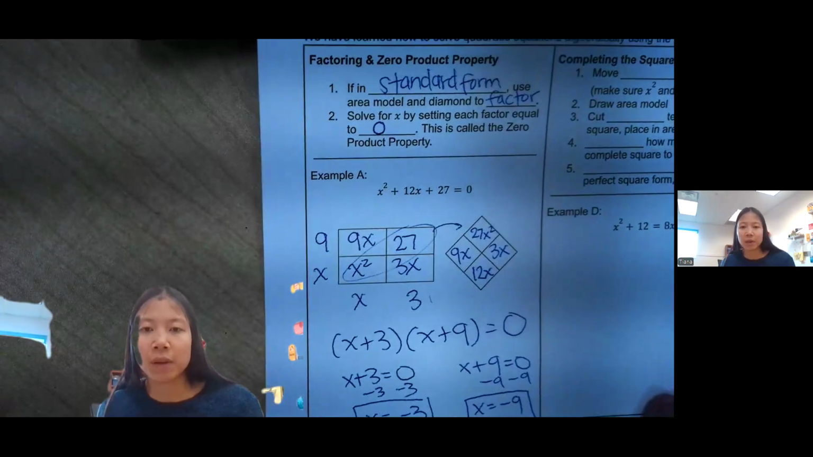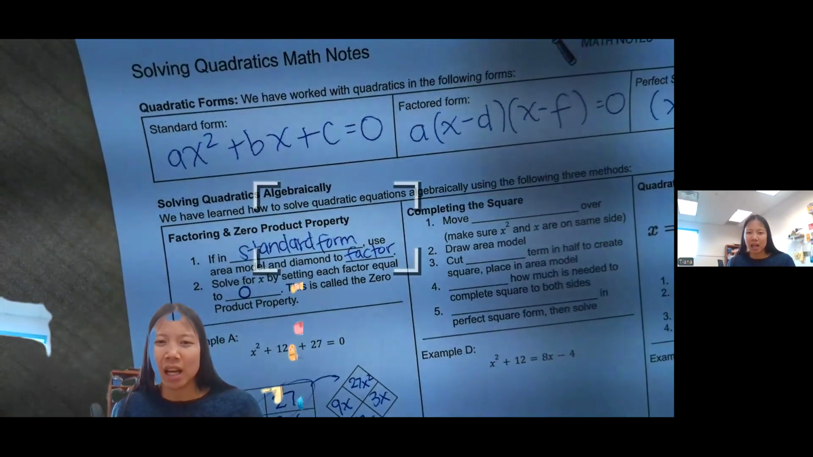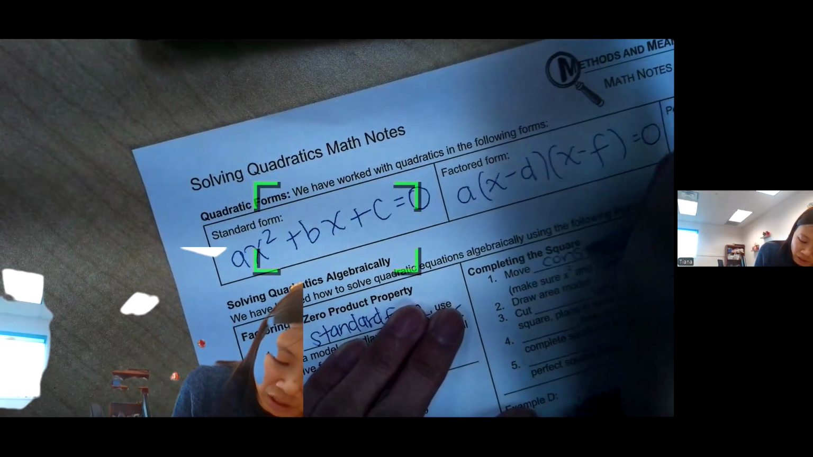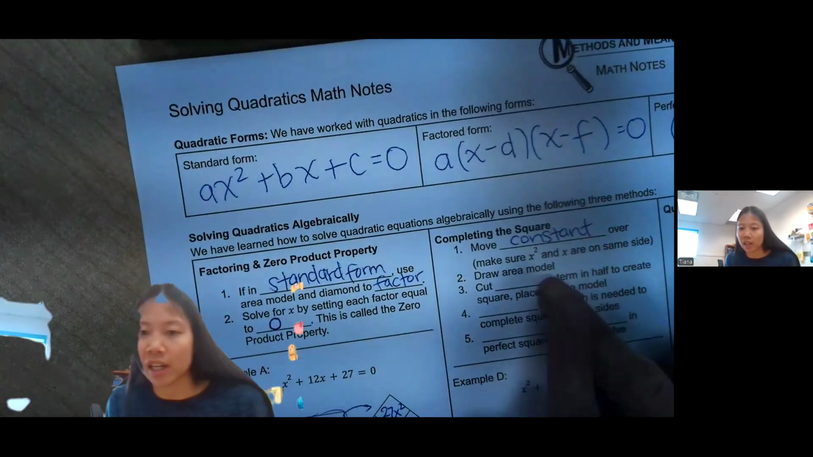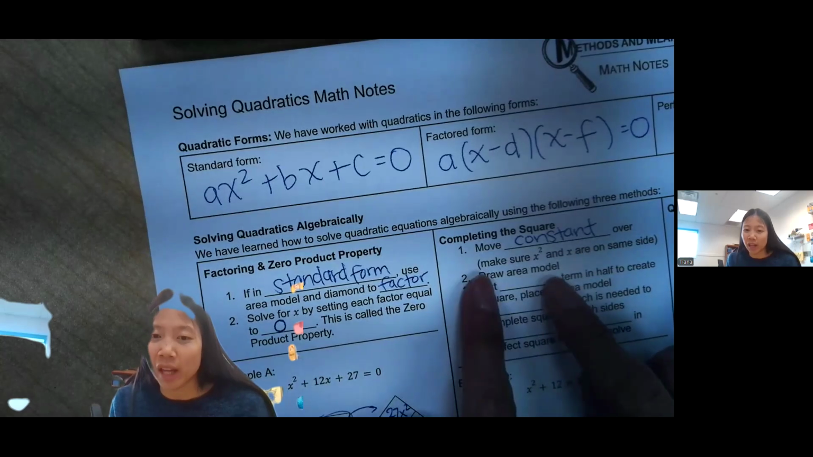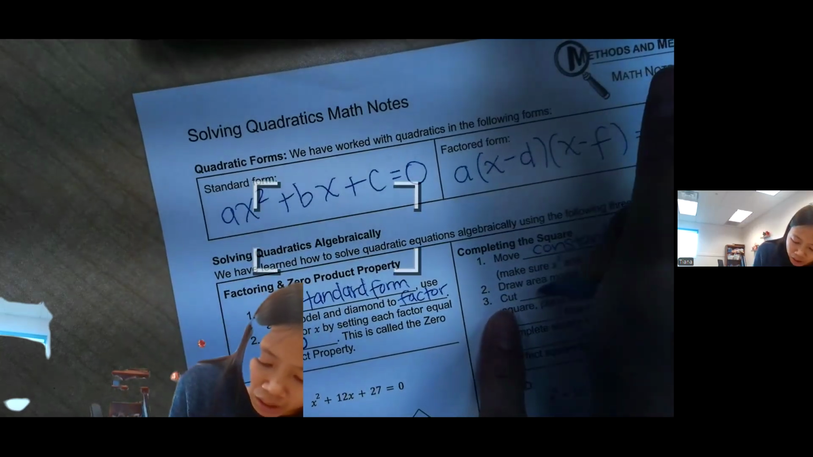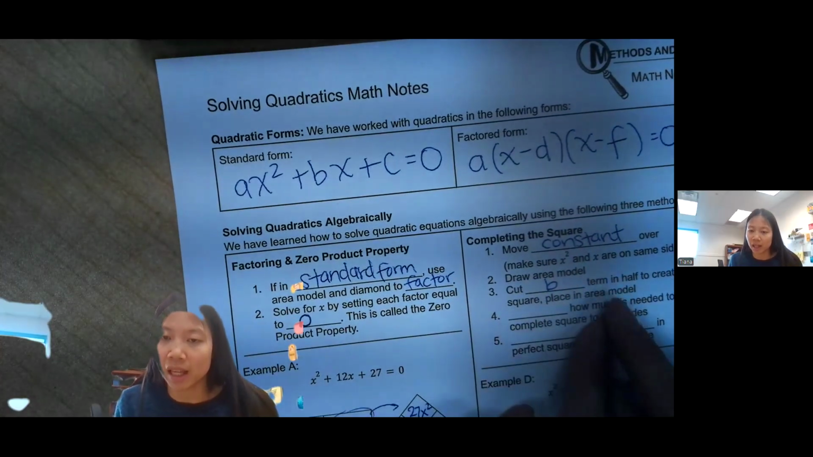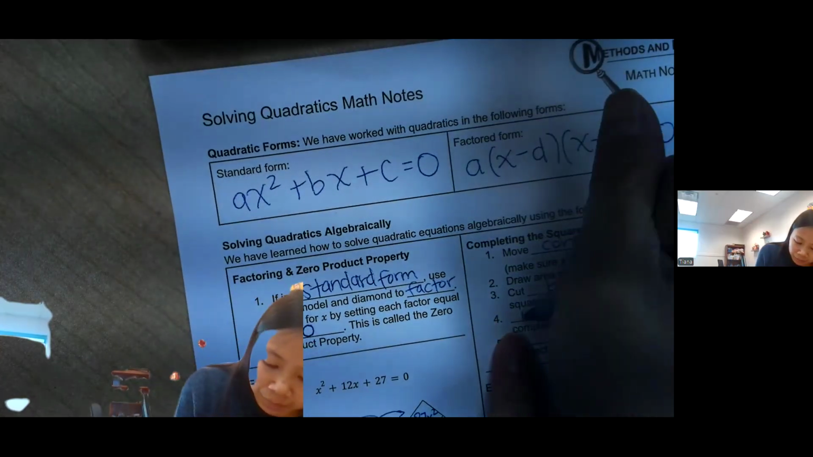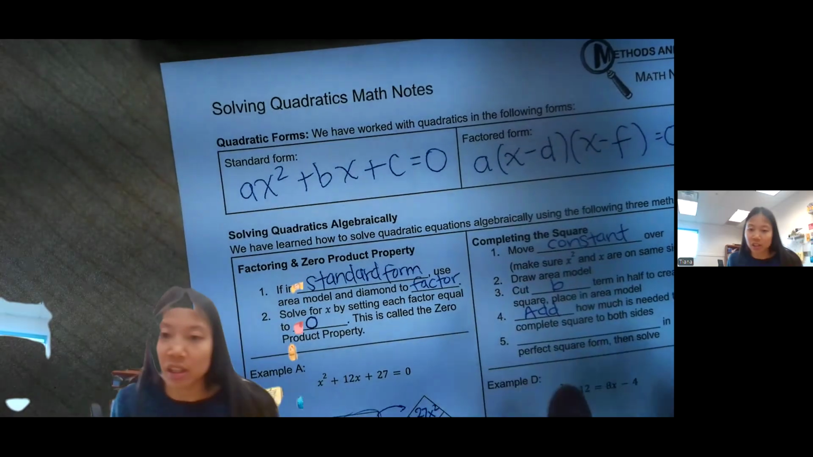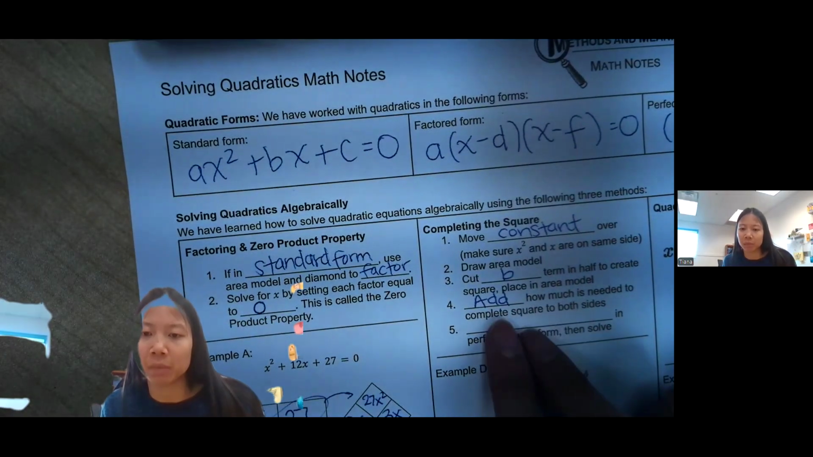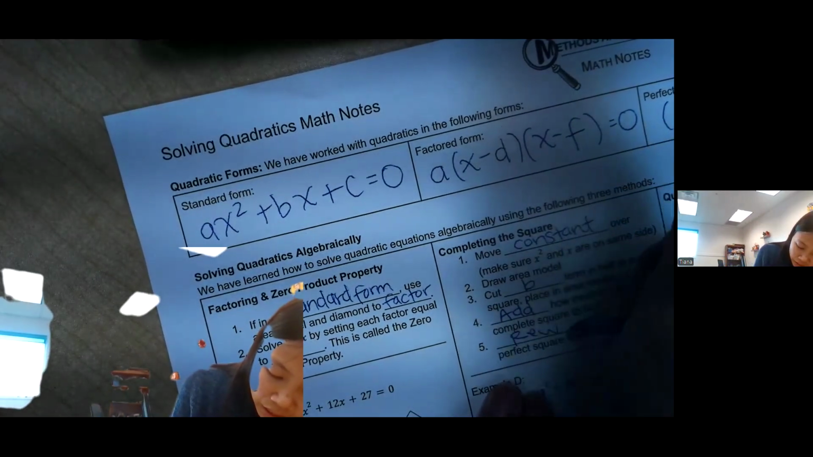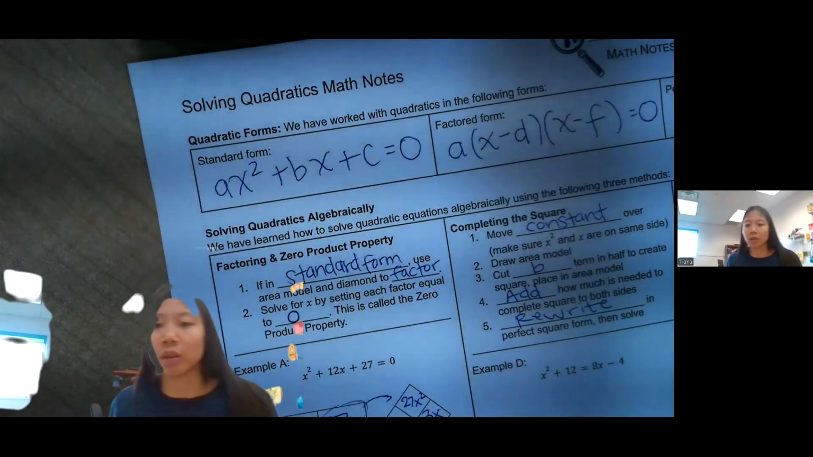Okay, next up we have completing the square. These are the steps for completing the square. We're first going to move our constant over if we need to. You just want to make sure your x squared and your x are on the same side. Then we're going to draw an area model. Then we're going to cut our b term in half to create our square and then place it in the area model. And then we need to add how much is needed to complete the square on both sides. And then we're going to rewrite it in perfect square form, and then we're going to solve it.